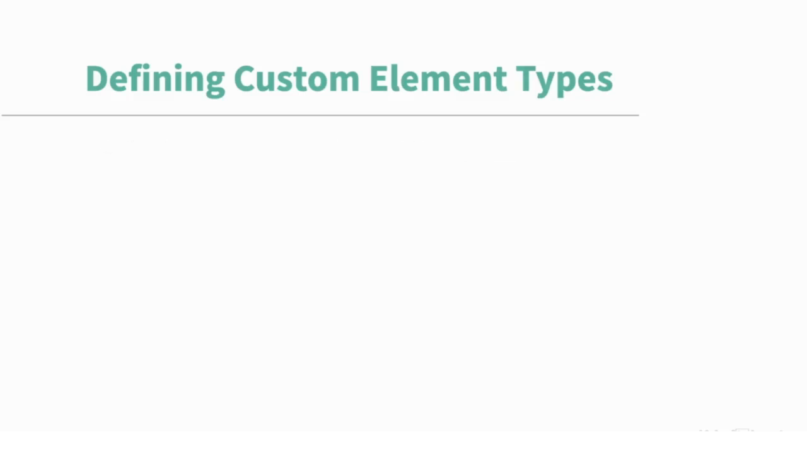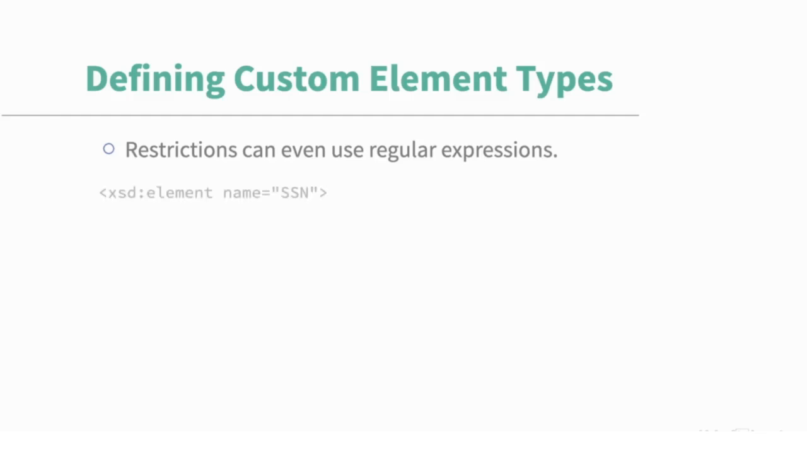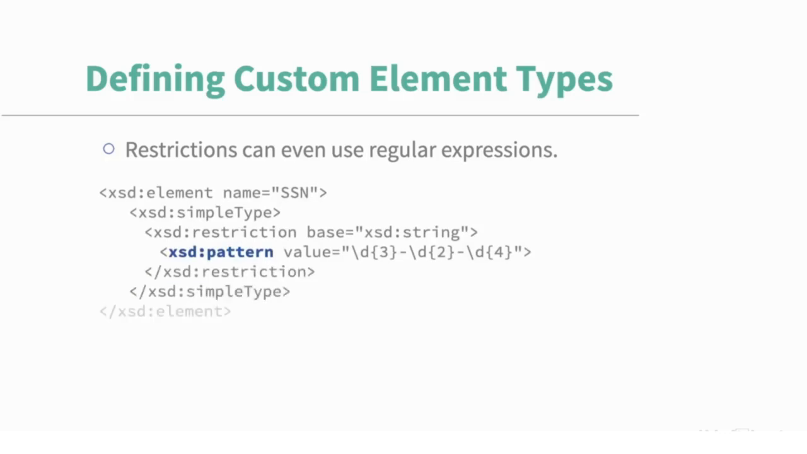But it gets better though. You can actually restrict content of elements based on patterns using what are known as regular expressions. So let's take an example where we have an element named SSN that represents a social security number. And again, we're using the simple type tag here to declare our own custom type, and we're using the restriction tag. In this case, however, the restriction is a pattern, which is specified here by the pattern tag. The value attribute of the pattern tag defines a regular expression. And if you're not familiar with regular expressions, they are a way of writing strings that define a pattern of characters that are allowed to appear for a given value.